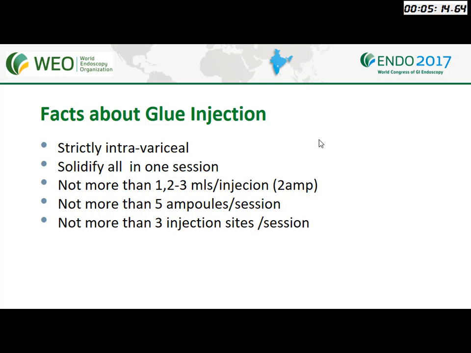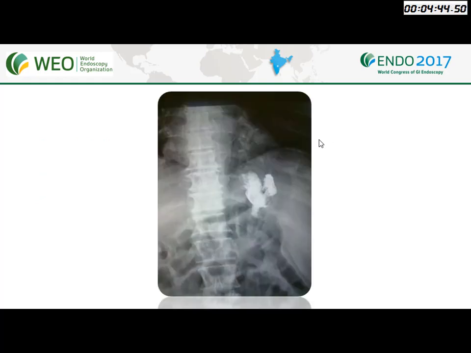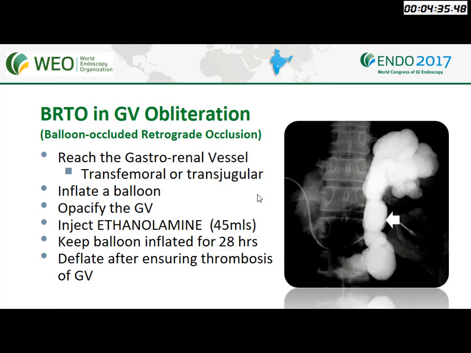I mean, after you inject, you keep the needle inside and just palpate to see if it is firm, hard, or still weak. You need 1 cc more, etc. Not more than 1 to 2, 3 milliliters per injection, not more than 5 ampoules and 3 injections per session. Sometimes we do a plain abdomen to see the glue and the lipiodol. And still, we have alternatives like BRTO.